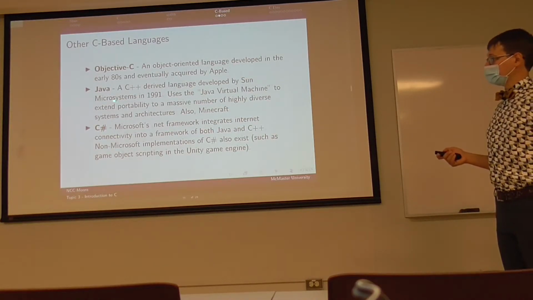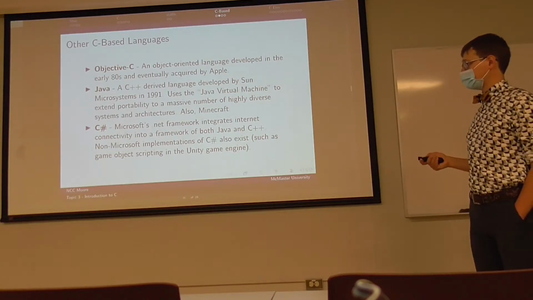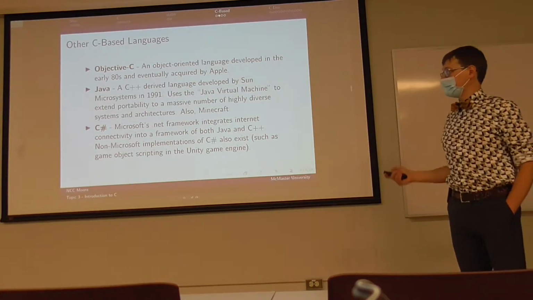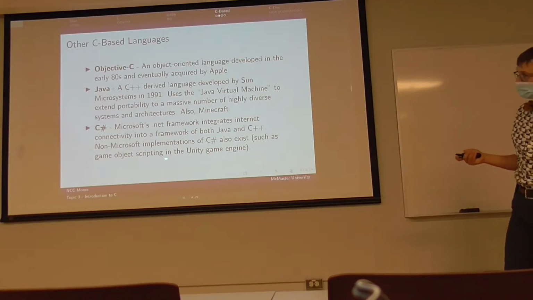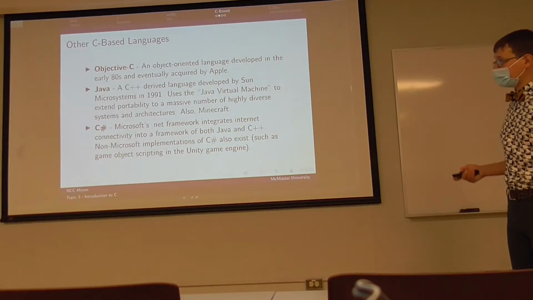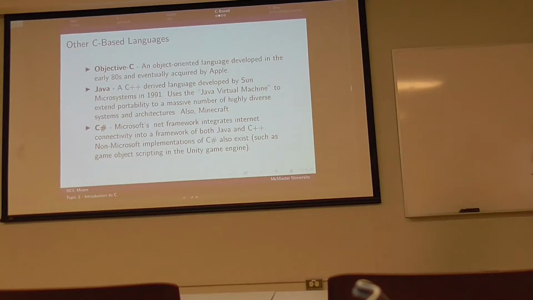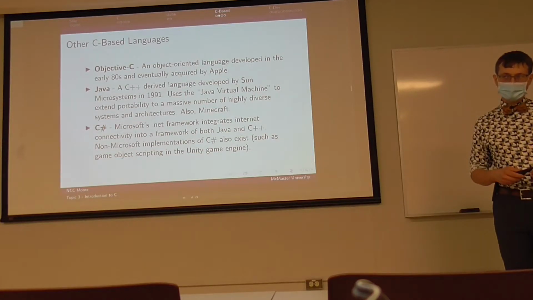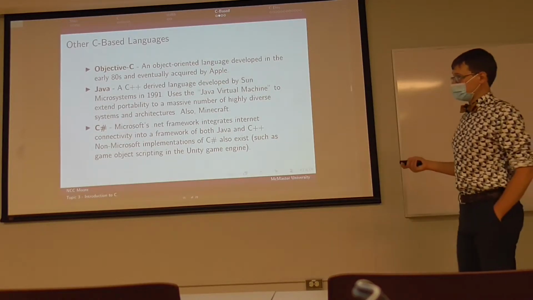C# is Microsoft's .NET framework which integrates internet connectivity into a framework of both Java and C++. Non-Microsoft implementations of C# also exist, such as the game object scripting in the Unity game engine. C# is mostly a Microsoft thing, but you know, not exclusively.